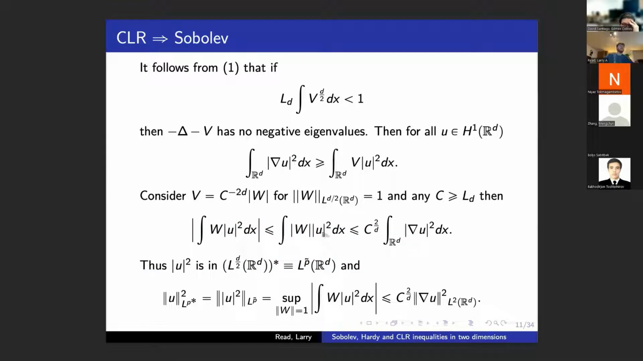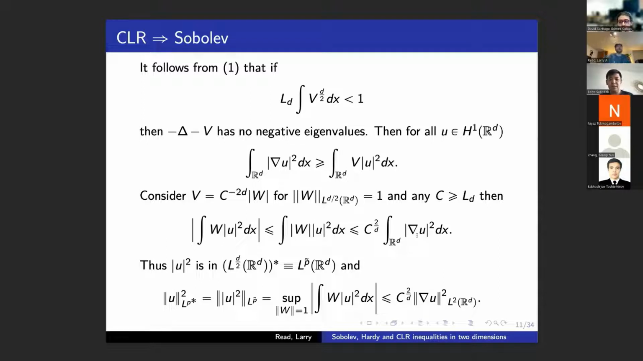And therefore it follows, by the boundedness of this, that for this u, |u|^2 is in the dual space of L^{d/2}, and that is dual in the Hölder sense, and the p here is the dual Hölder constant. And then you can find exactly that bound from the Gagliardo-Nirenberg Sobolev inequality. And of course, you can take c very close to the constant, and then this is exactly the same thing.